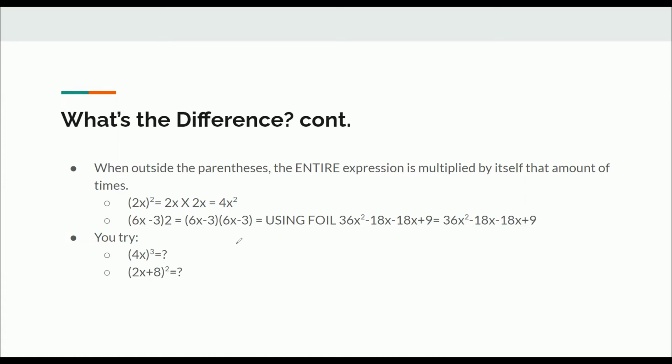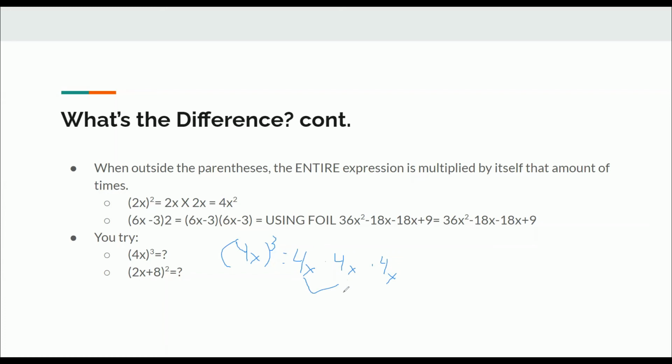So I have 4x cubed. So in other words, this could be rewritten as 4x times 4x times 4x, right? So all you really have to do is just multiply straight away. It'll be 4x times 4x. Let's do this first pair together.